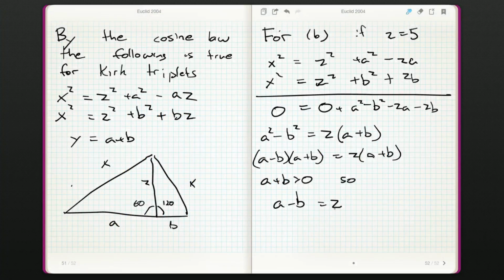So z is a minus b. So what can I say? A is b plus z. I don't see how that's helping me right now. It's very minimal rearrangement there. Could I plug it back in up here? What would that accomplish?